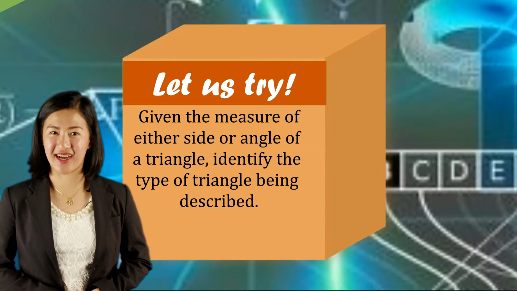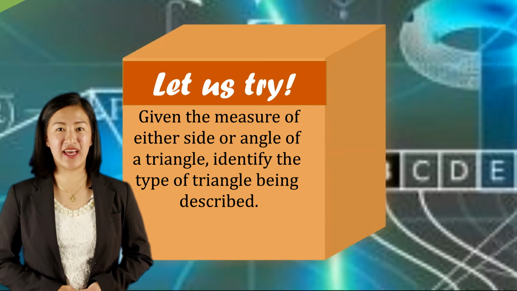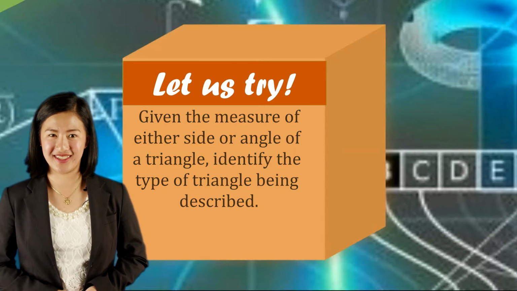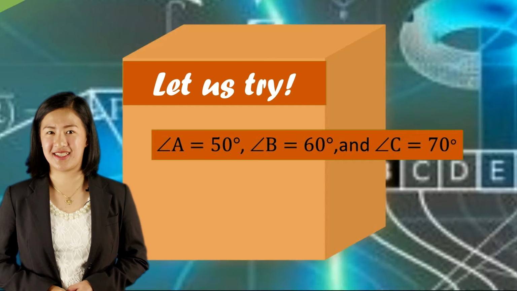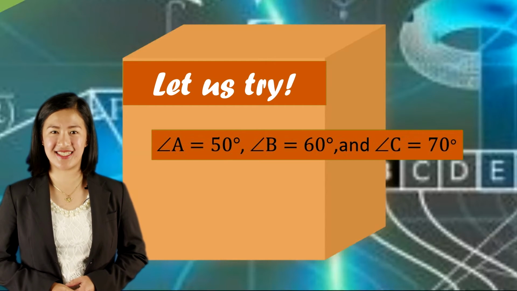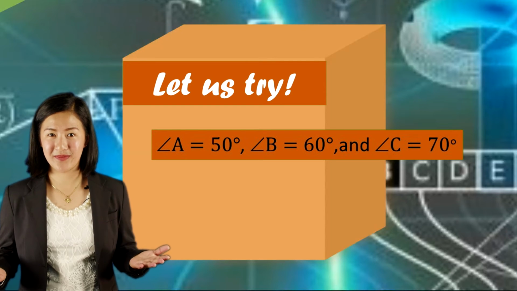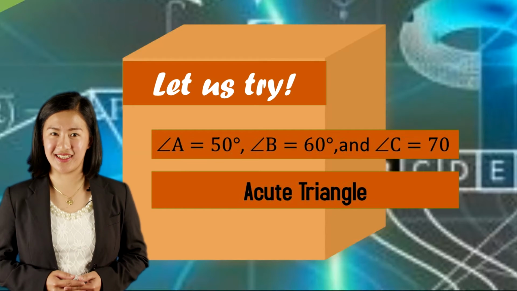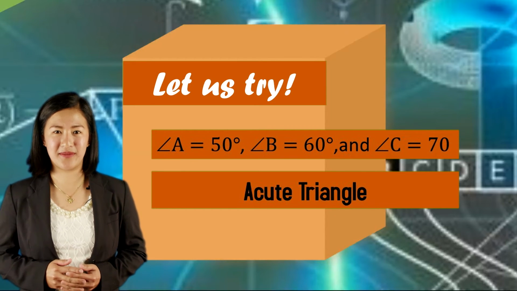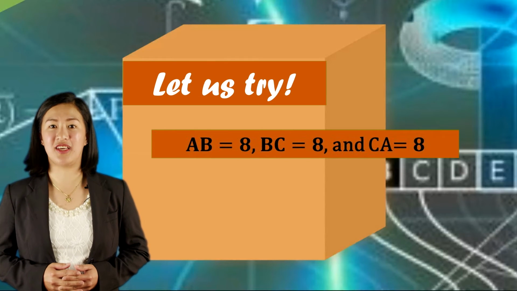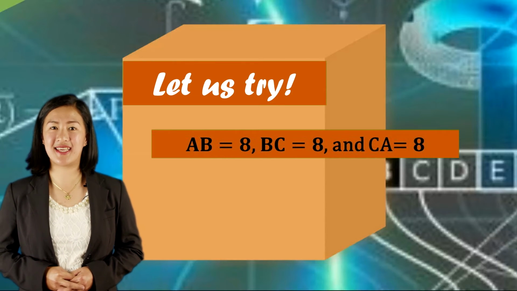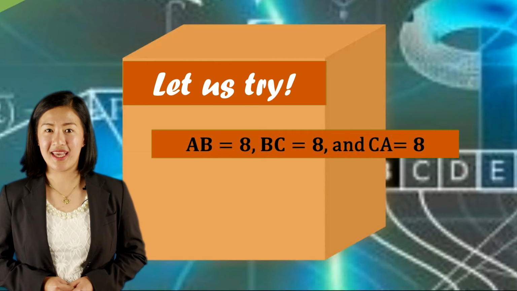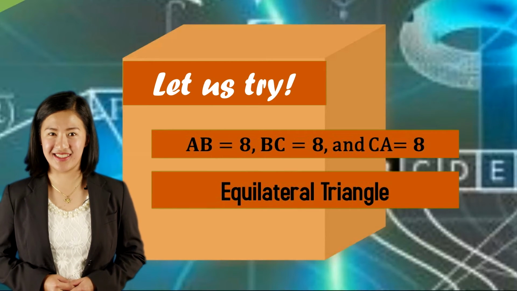Given the measure of either side or angle of a triangle, identify the type of triangle being described. For example, angle A is 50 degrees, angle B is 60 degrees, and angle C is 70 degrees. What is the answer? The answer is acute triangle. Another example. Side AB is 8 units, side BC is 8 units, and side CA is 8 units. The answer is equilateral triangle.